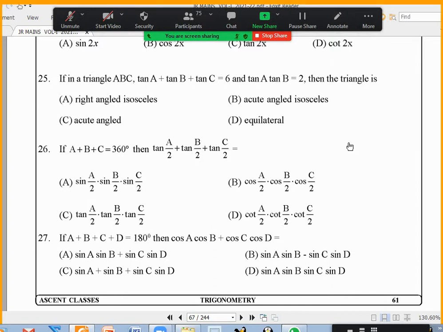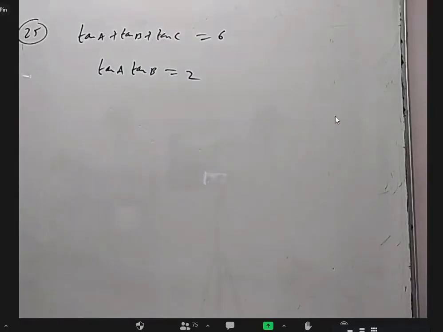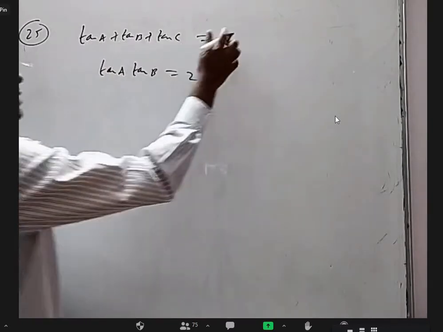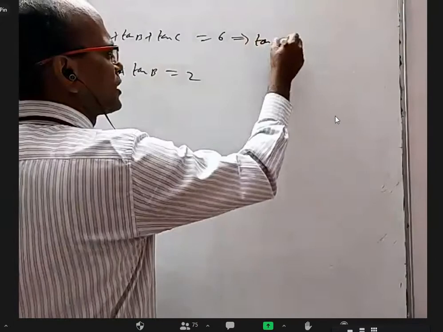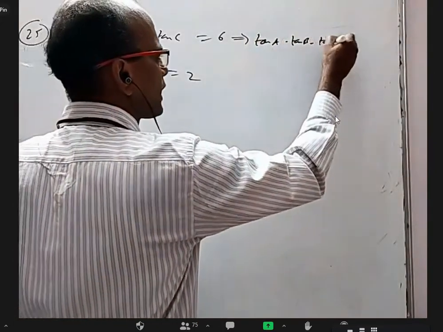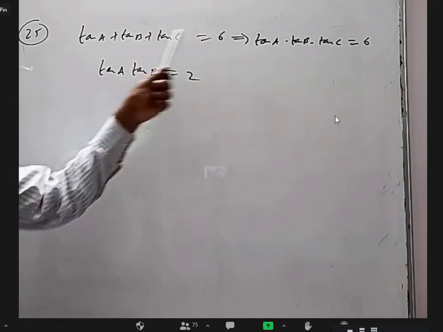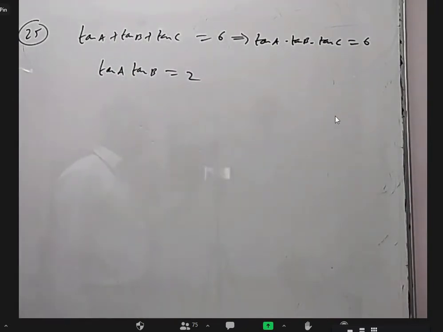They gave tan A plus tan B plus tan C is equal to 6, and tan A into tan B is 2. They're asking which kind of triangle it is. We know tan A plus tan B plus tan C is 6, which means tan A into tan B into tan C is also 6, because we proved that in any triangle, tan A plus tan B plus tan C is the same as tan A into tan B into tan C.